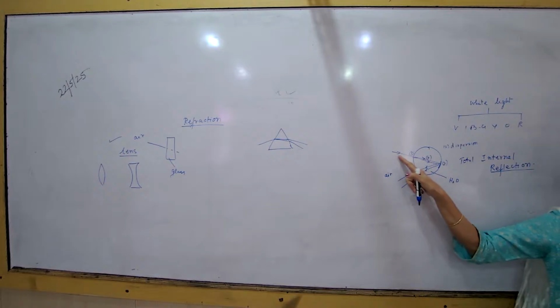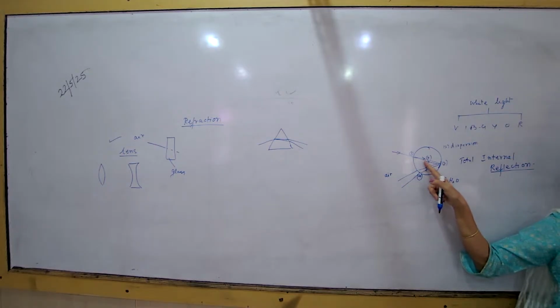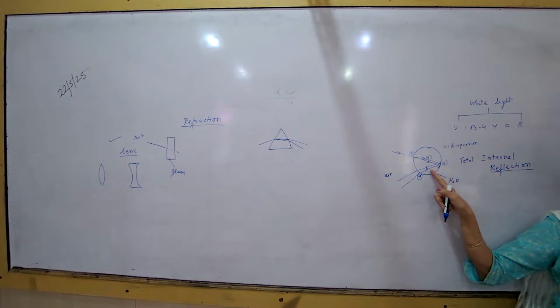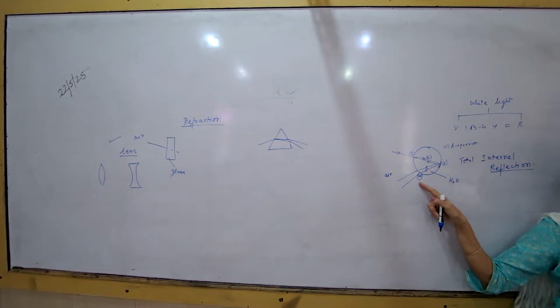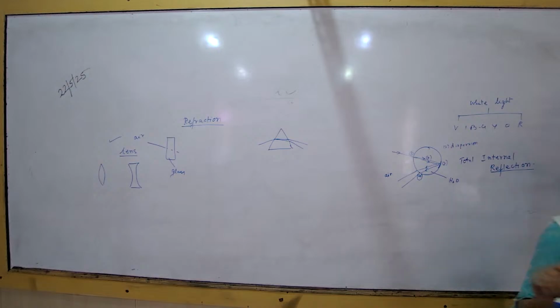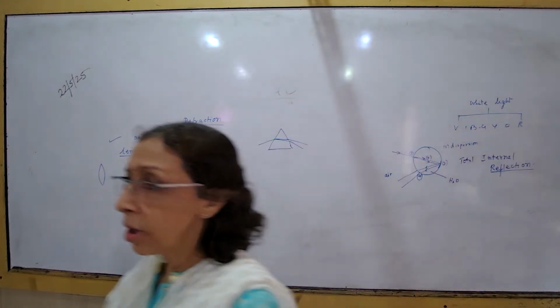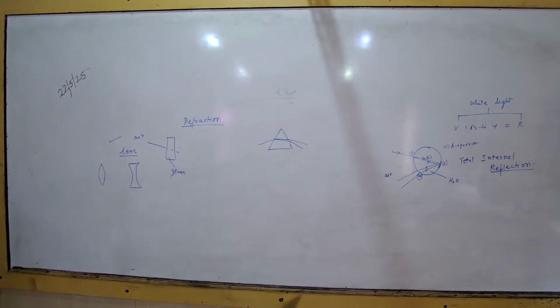So this is your incident ray. Here it is getting refracted. Here it is undergoing total internal reflection. And once again it is coming out. Is that okay?